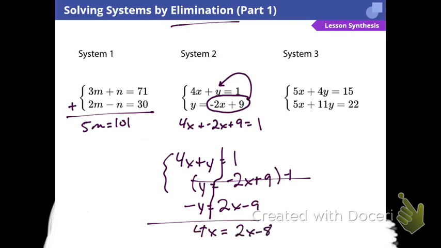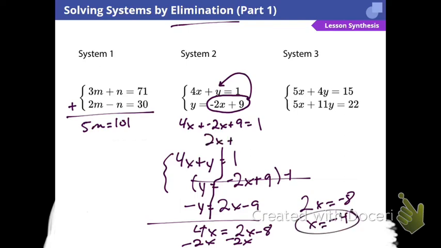How many variables do I have? 1. Can we solve it? Sure. It's a 1 minus 9 on the right side. So, check it out. If 2x is -8, then x is -4, right? Watch this. If I do my substitution, 2x plus 9 equals 1. Subtract 9. 2x is -8. So guess what? x is the same answer, guys.